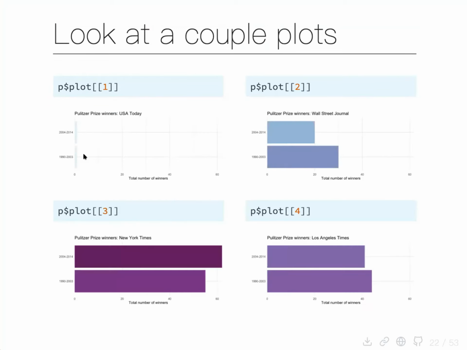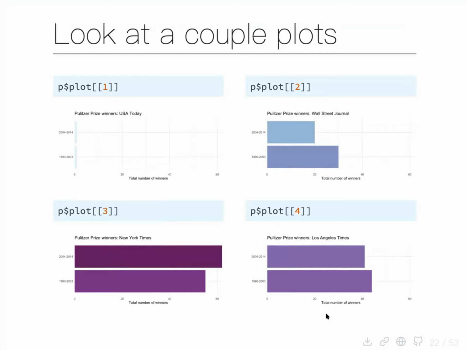And then we have these very small bars. Plot 2, Wall Street Journal. This is the first plot that we've created. Plot 3, New York Times. We have tons of them, including, it looks like, the max score. And then plot 4, we have a lot of them, also Los Angeles Times.